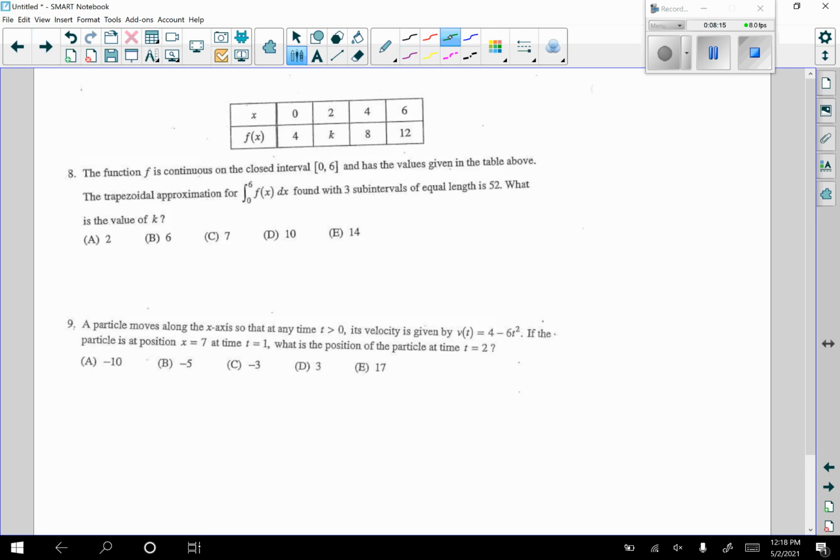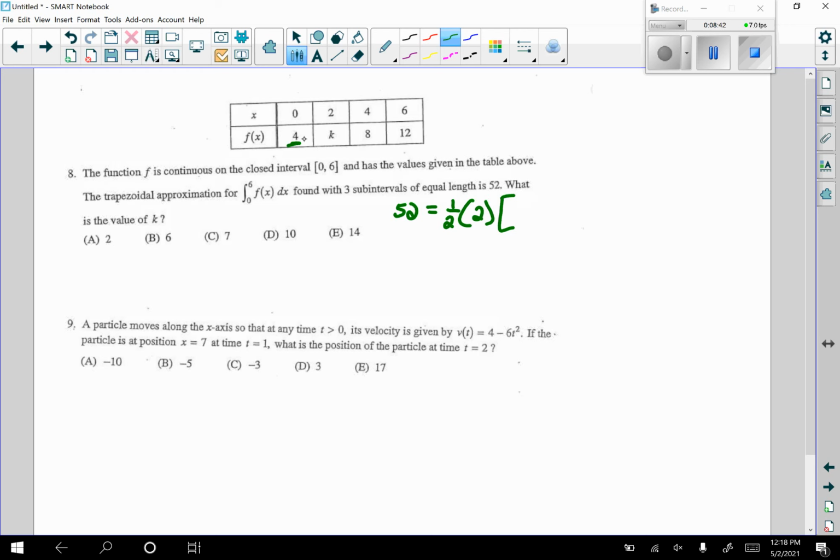Number 8, we're given this table above. The function f is continuous on a closed interval and has the values given in the table above. The trapezoidal approximation of this integral here, found with 3 subintervals of equal length, is going to be 52. What is the value of k? So we could just know that 52 is going to equal, now notice it's 0 to 2, 2 to 4, so we could just say that the same distances here. 1/2, our height every single time would be 2.